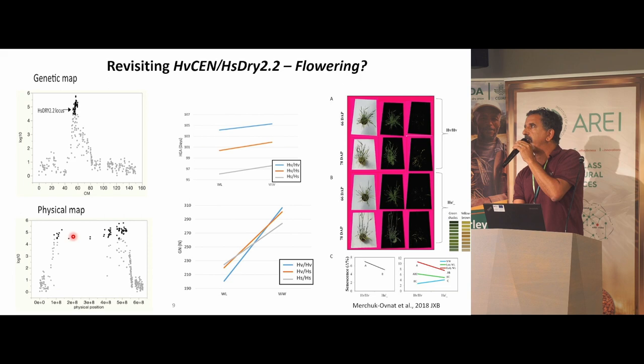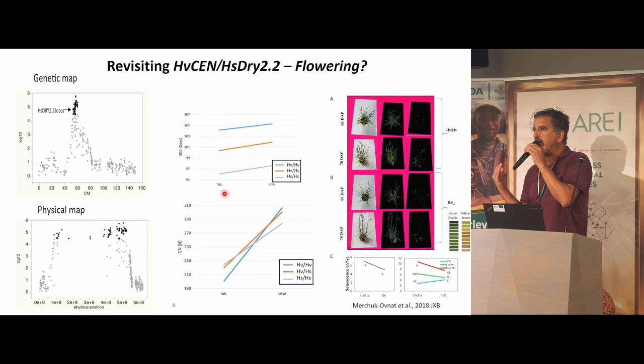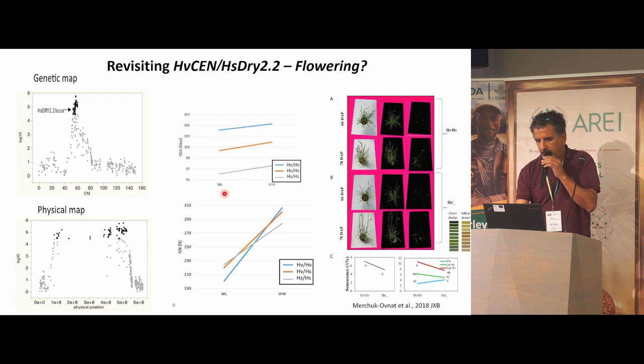But when you look physically, of course, there is a lock of the haplotypes. We all know this little locus. This is the HVSAN. But what's interesting is that when you look at the effects of this QTL on flowering time, you don't see any interaction. Regardless of water limitation, there is some reduction or acceleration of the flowering, but the same goes for all the genotypic groups. But this is not true for grain number.